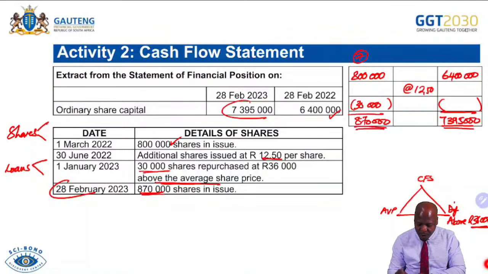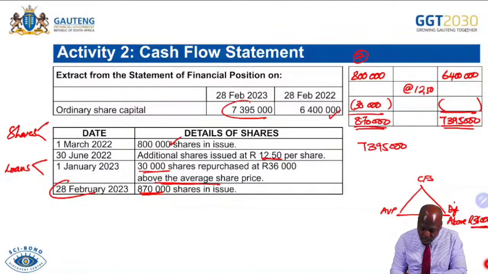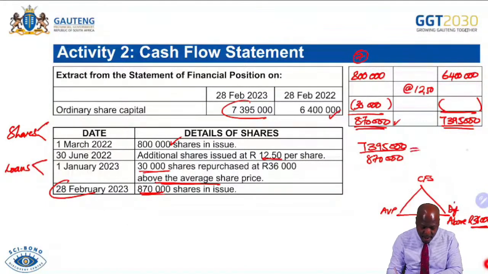What must we do? We calculate the average price. You're correct. How do we do that? We take which one? The 7 million. So we take the 7,395,000 and then we divide it by the number of shares. How many shares? 870,000 shares. What does it give us? It gives us the average price at the end of the year. How much was that? That was your 8 Rand 50.